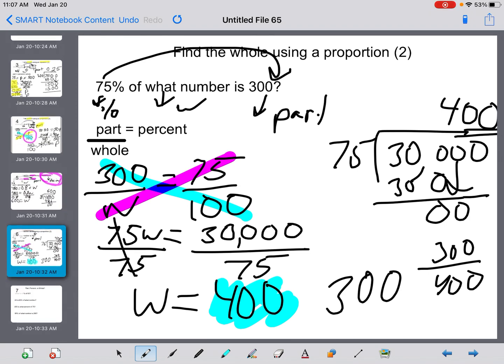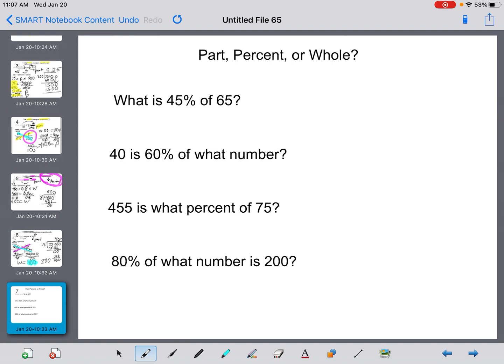All right, now the hardest part of your lesson, grade 7, is going to be deciding if you are looking for the part, the percent, or whole. So I'm just going to go over a few examples of questions you might come across. What do you need to figure out? Because sometimes you need to find the part, even though this lesson focused on percent or whole. So let's take a look at the first question.